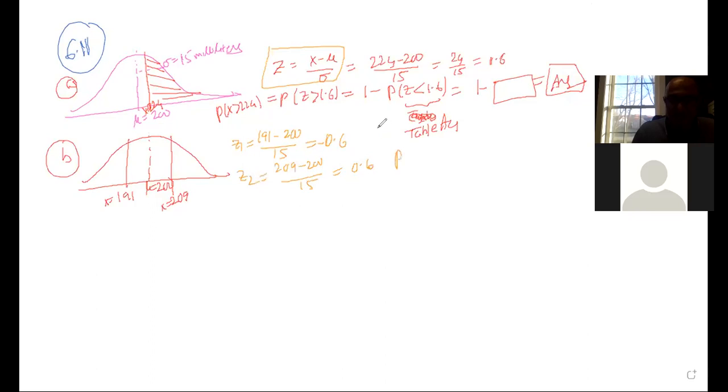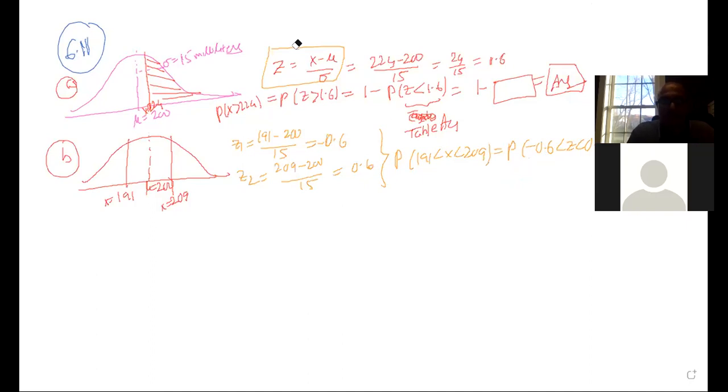So probability of 191 is less than x is less than 209, that is equal to probability of negative 0.6 is less than z is less than 0.6. And you can just find one probability and the other is just multiplied by 2, you can say like this, or you can find separately. So that is equal to 0.7257 for this one. Or let me write separately. I think that is better if you write separately.